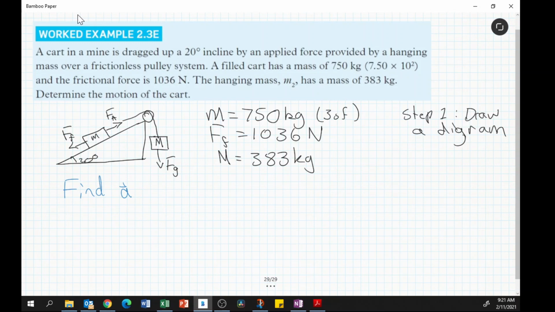Realistically, it's the acceleration of the whole system, right? Because the whole system is going to accelerate together. It's not like this is going to accelerate at one speed and this is going to accelerate at a different speed. That's one of the interesting things about tension in ropes. When you use them to join objects, generally the objects are then going to move at the same acceleration. That's why we can think of it as one entire solid object.